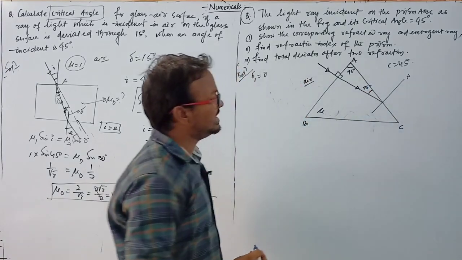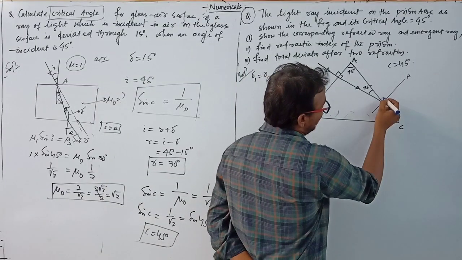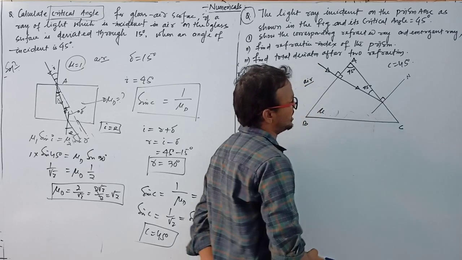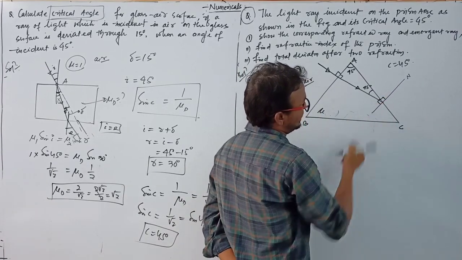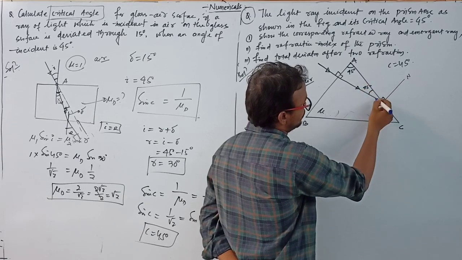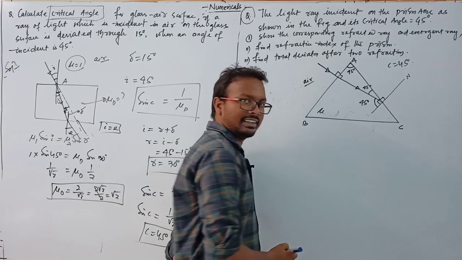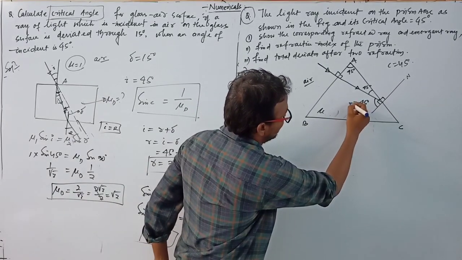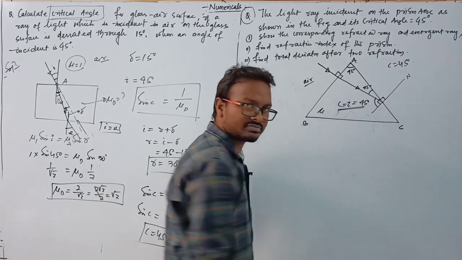In a triangle, the sum of the 3 angles is equal to 180 degree. This angle is 90 degree because this is the normal, perpendicular to this interface. Already this angle is 45, so the remaining angle is equal to 45 degree. This angle is known as the angle of incidence, which is equal to the critical angle.